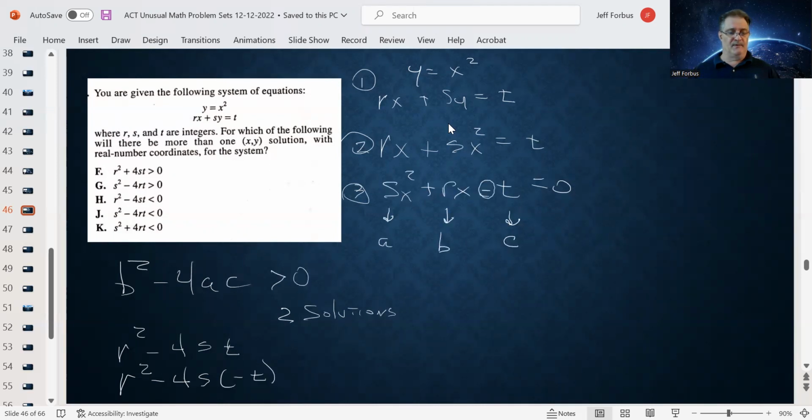Now let's clean up this formula down here. So this actually becomes R squared, and we have a -4 times a positive S. That's going to remain negative, and then a negative times a negative makes everything positive. So it's going to be plus 4ST. And the only one that fits what we just deduced here is answer choice F.